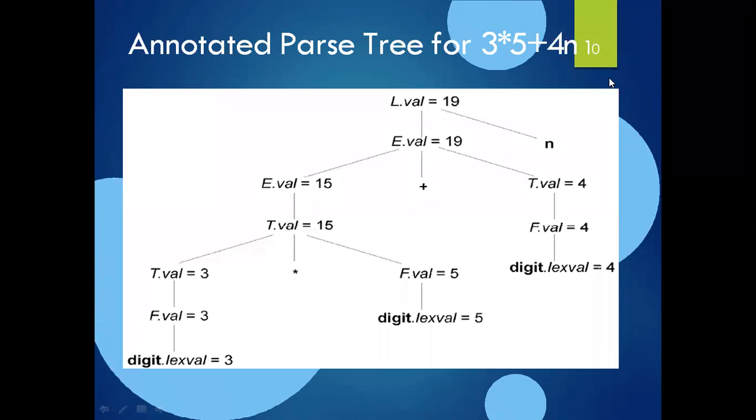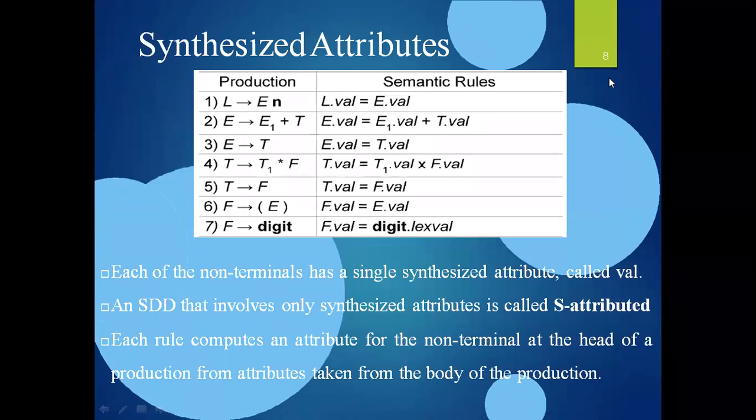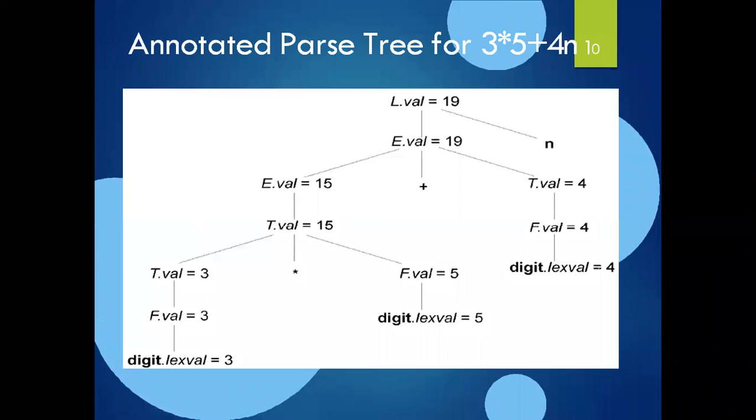And we're taking this from the given grammar. Here we have a grammar. We're considering this grammar, and from these productions we represent the parse tree. From the grammar productions, here we represent an annotated parse tree. Why are we calling it an annotated parse tree? See, it is a parse tree containing the values of attributes.